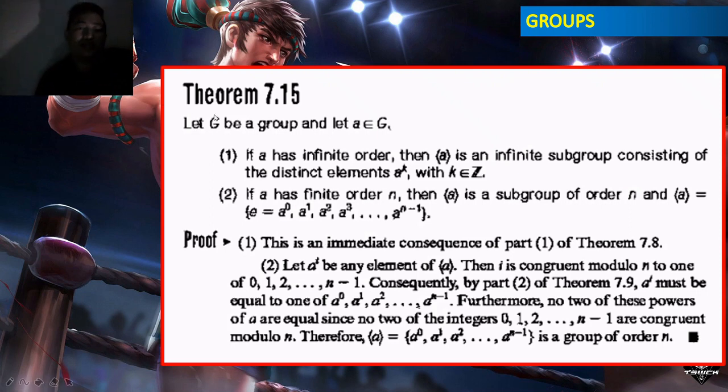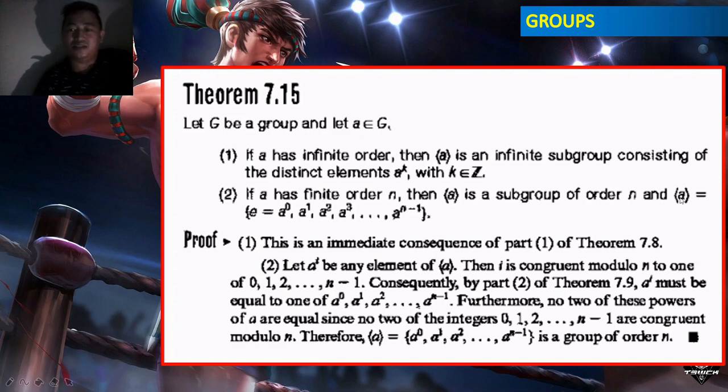Theorem 7.15. Let G be a group and let a be an element in G. If a has an infinite order, then the cyclic subgroup generated by a is an infinite subgroup consisting of distinct elements a to the k with k an element in Z. This is the same as theorem 7.8, an immediate consequence of part 1 of theorem 7.8. Then, if a has a finite order n, the subgroup generated by a is a subgroup of order n.